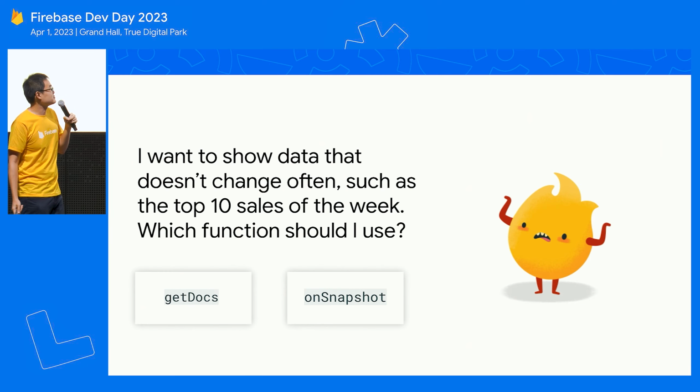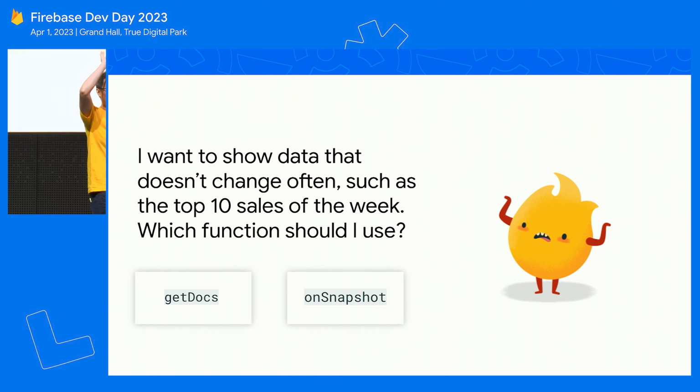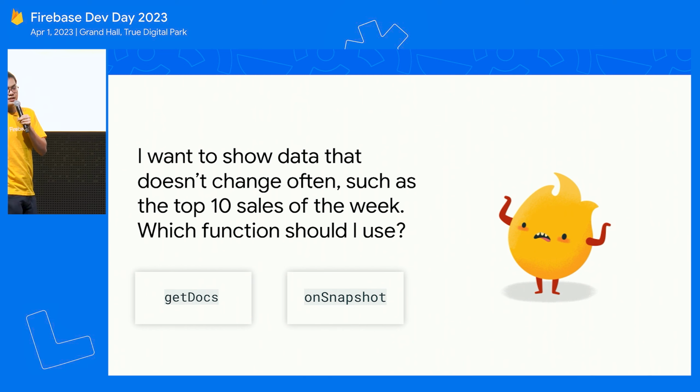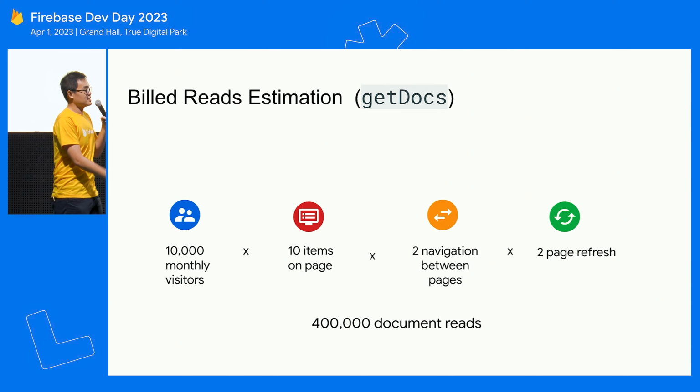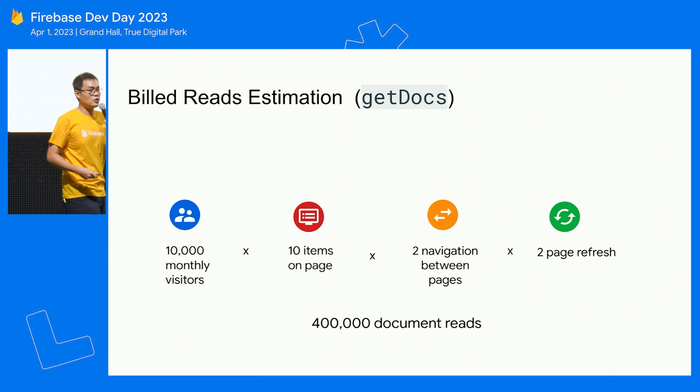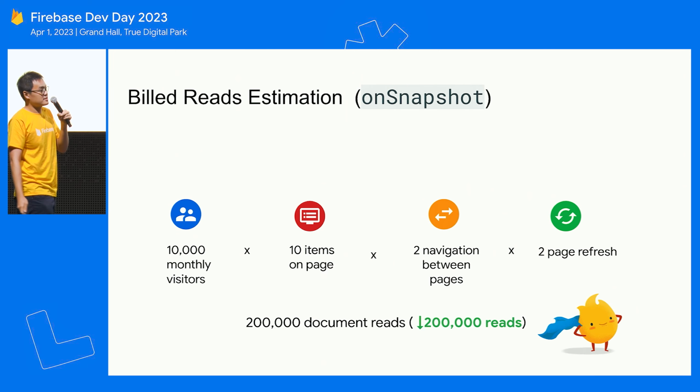How many of you think get docs is a better option to solve this requirement? 1, 2, 3, 4. How many of you think it is on snapshot? Okay, we have almost the same number as well. So let's take a look at how these 2 perform differently. So let's take a look at get docs. The get docs API, with the same amount of transactions that we're doing, will produce 400K document reads. But let's take a look at on snapshot. On snapshot will actually reduce this count by 200,000.